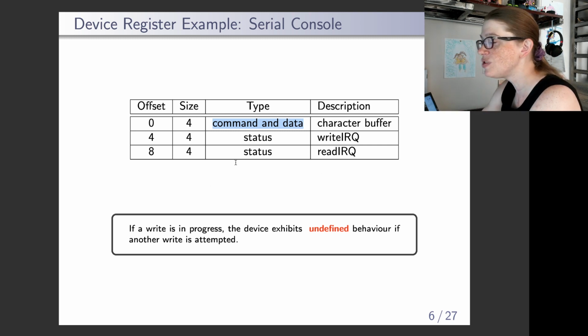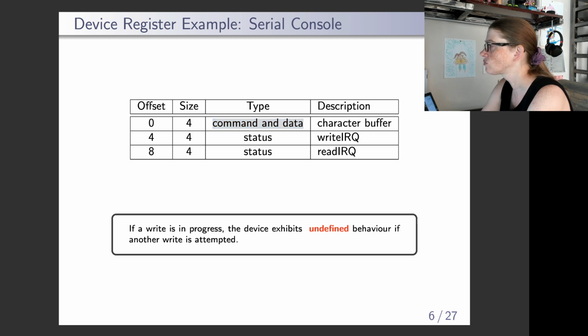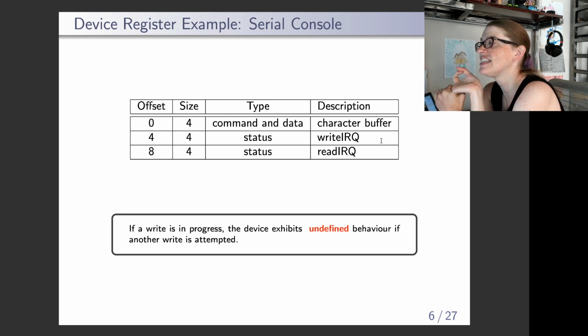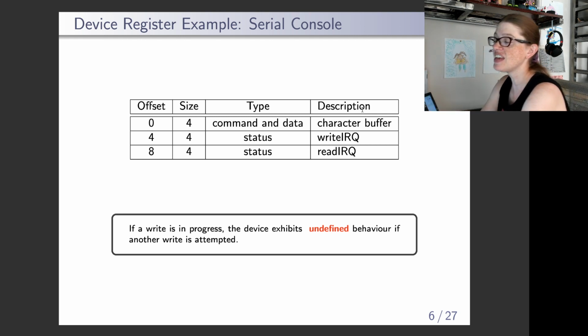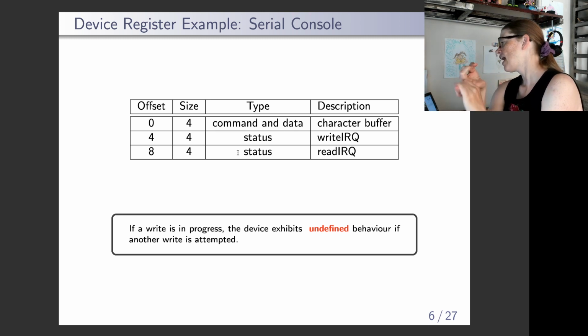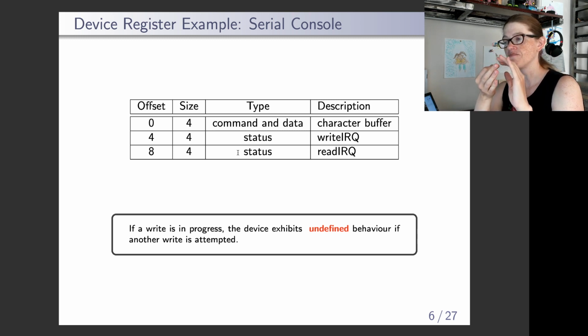Then we have 2 status registers here. The first status register is the write IRQ. Remember, IRQ stands for interrupt. So the write IRQ is a status register that is going to tell us if a write is in progress, if a write has completed, and if a write has completed successfully. And the same with the read IRQ. That is a register used to indicate if a read is in progress, if a read has completed, and if there is an error with the read.